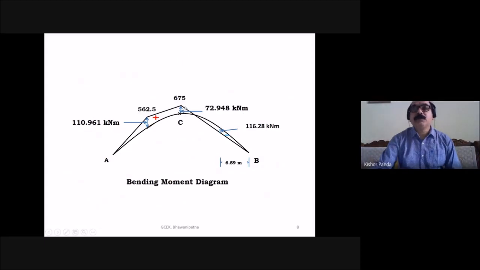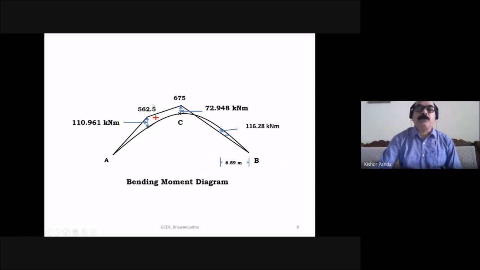So here you see, this is the B moment diagram, and this is the horizontal thrust. In the right portion you will get the negative bending moment, because in the right portion the horizontal thrust moment is greater than the B moment, so you will get the negative bending moment in the right portion of the 2-hinge arch. Because on the left side the B moment is greater than the horizontal thrust moment, that's why on this side you get the positive moment.